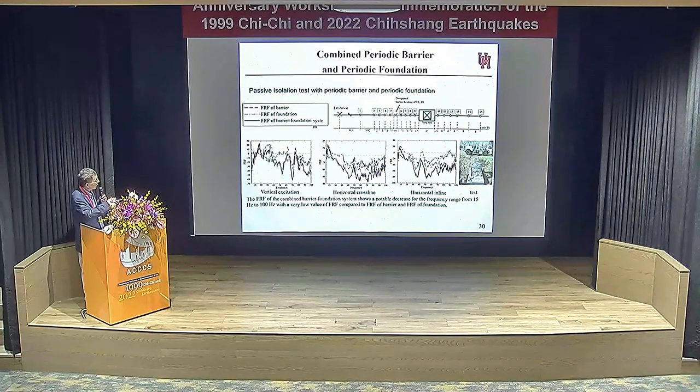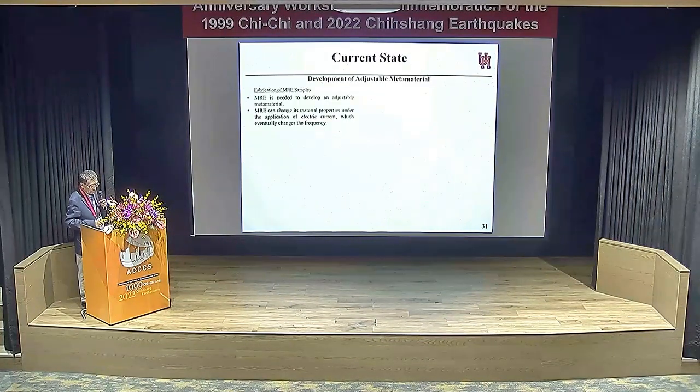As you can see, when we combine metamaterial barrier and metamaterial foundation, the FRF is much, much lower in all three vibrations: vertical excitation, horizontal cross line, horizontal inline. So we know metamaterial for seismic isolation works.